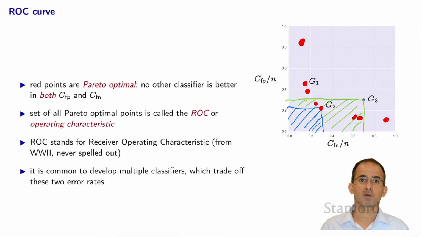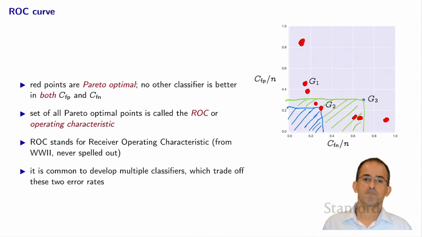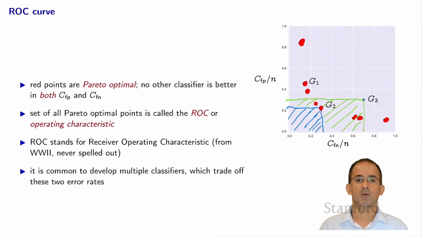The set of all Pareto optimal points is called the operating characteristic, or the ROC. ROC stands for receiver operating characteristic. This is a term that goes back to the design of radar systems in World War II, and almost nobody calls it the receiver operating characteristic anymore. Almost always it's just referred to as the ROC. And so what we commonly do is we develop many different classifiers, and we plot them on this plot. We rule out the ones which are bad, which are not Pareto, and then out of the ones that are Pareto, we get to make our choice.